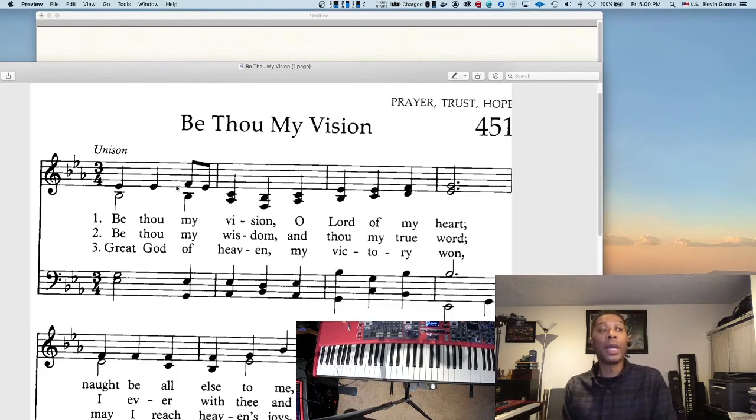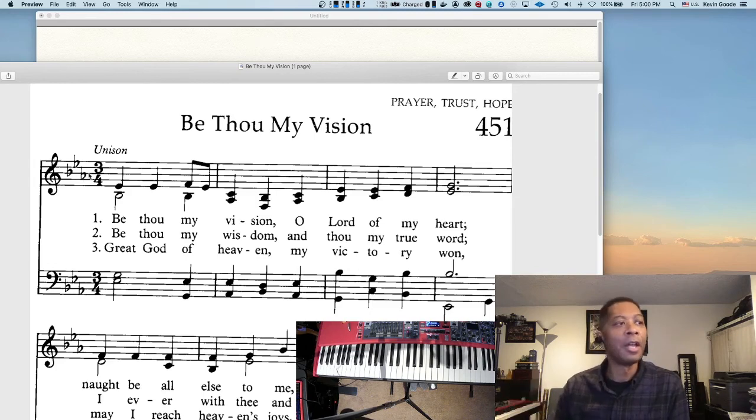Okay, so I'm going to play Be Thou My Vision. Right here, we have three notes that are going to be altered automatically: a B flat, because that's on the third line, an E flat, that's on the fourth space, and an A flat, which is in the second space. So I have to be careful and make sure that B, E, and A are all flatted.